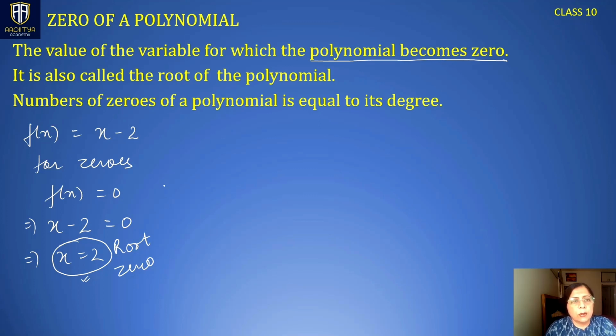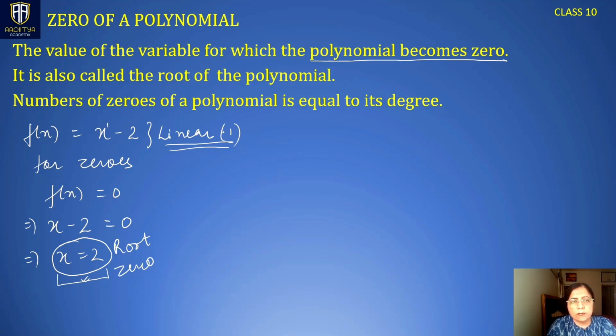And one more thing, the number of zeros of a polynomial is equal to its degree. We had just studied that degree of a polynomial is the highest power. In this case, the highest power is 1. So this is a linear polynomial. Linear polynomial means degree is 1. So you can see that after solving this polynomial equating to 0, we got only one value of x.